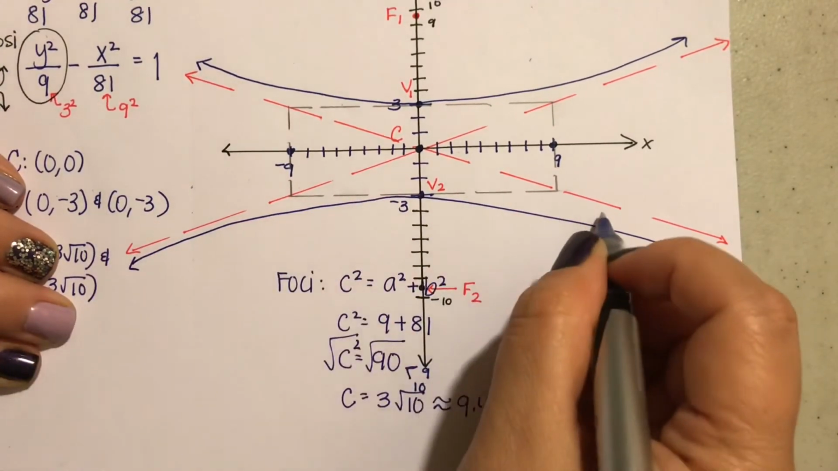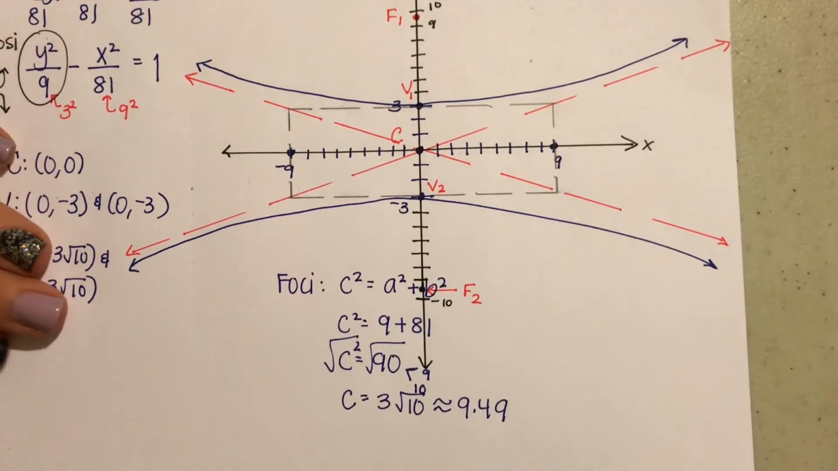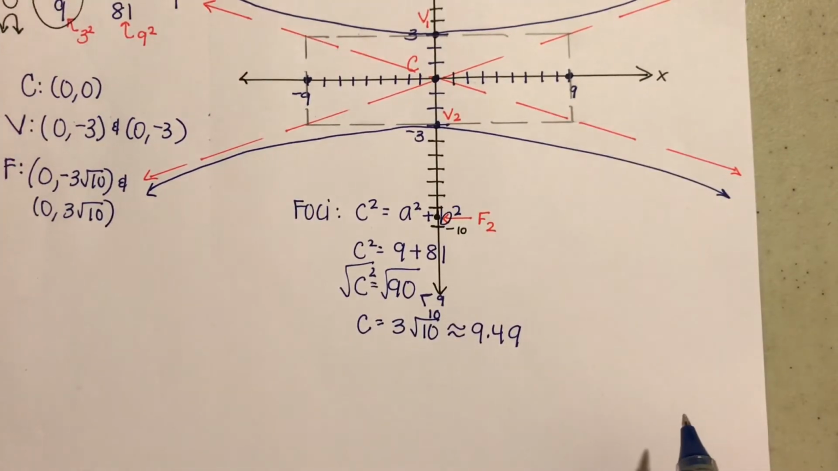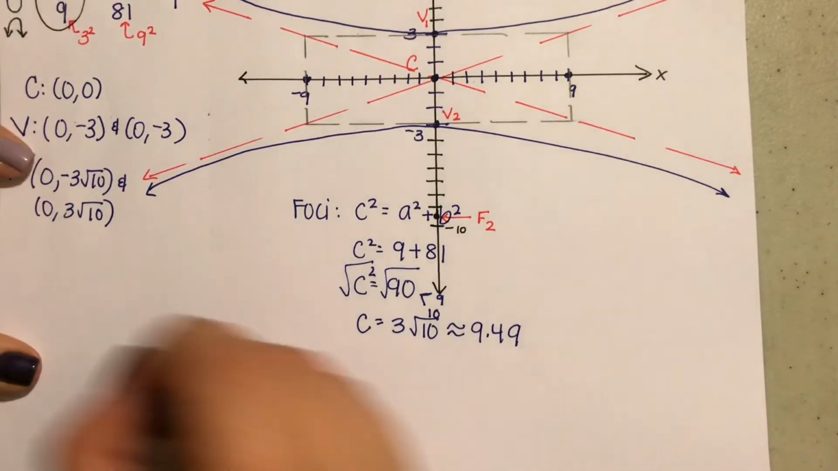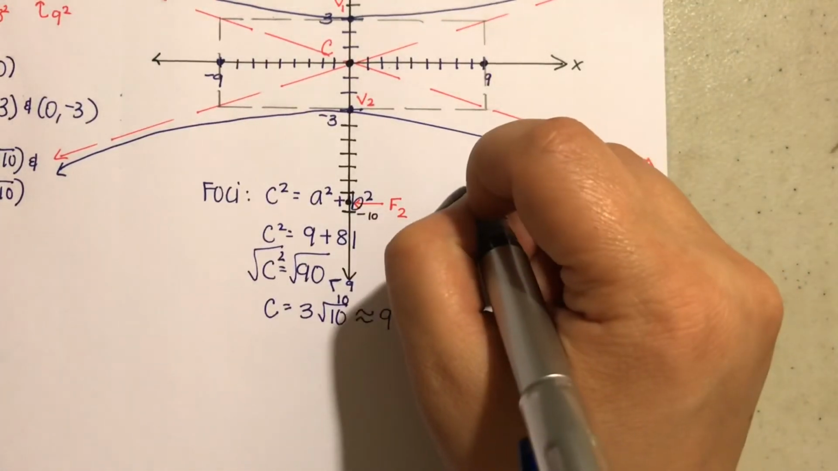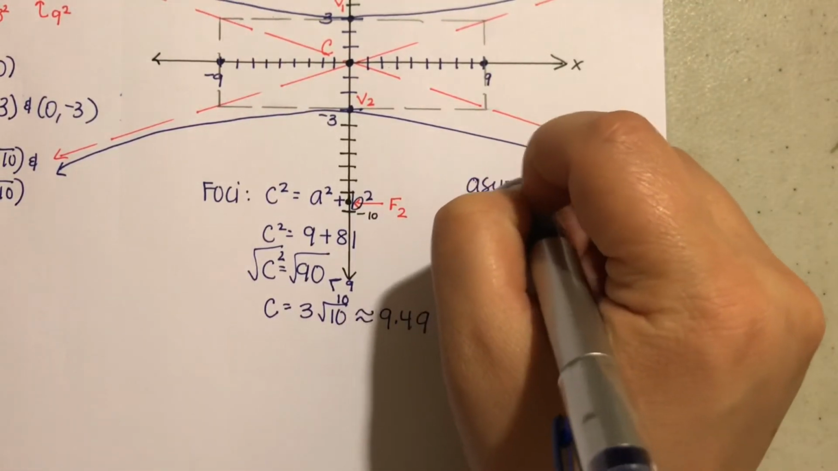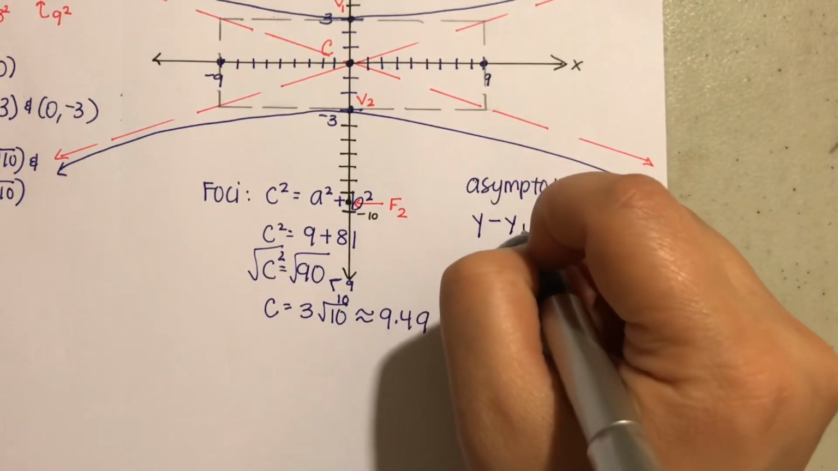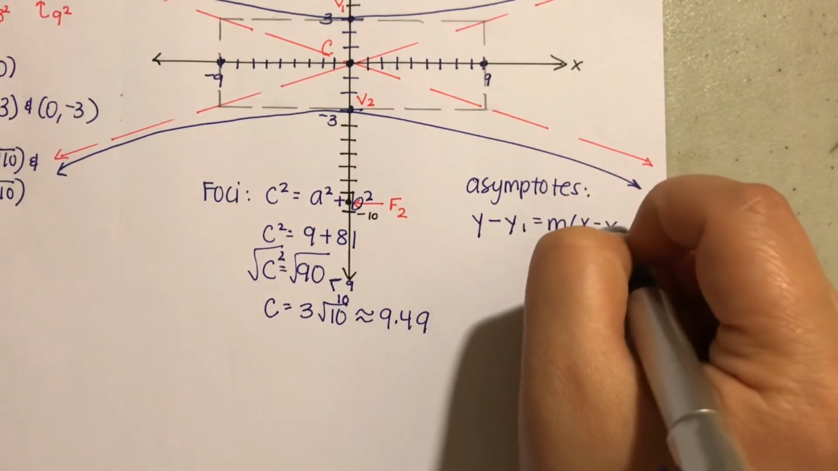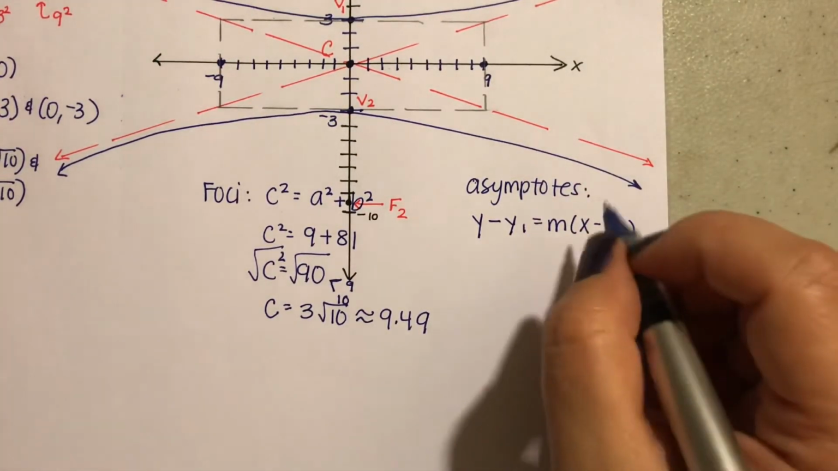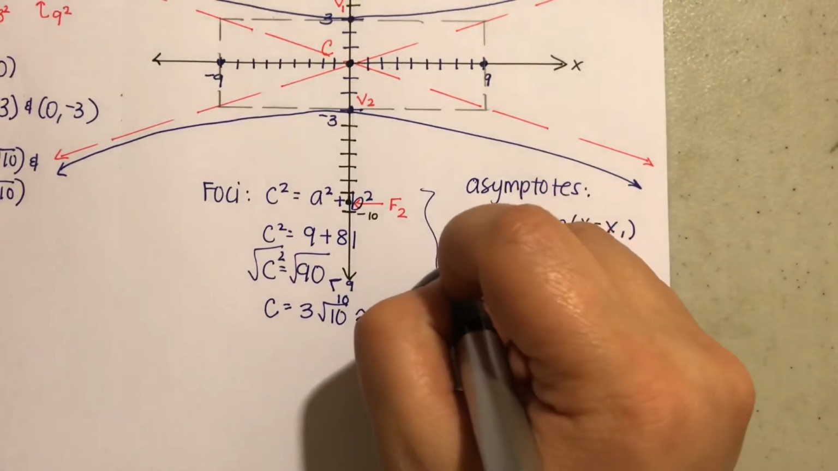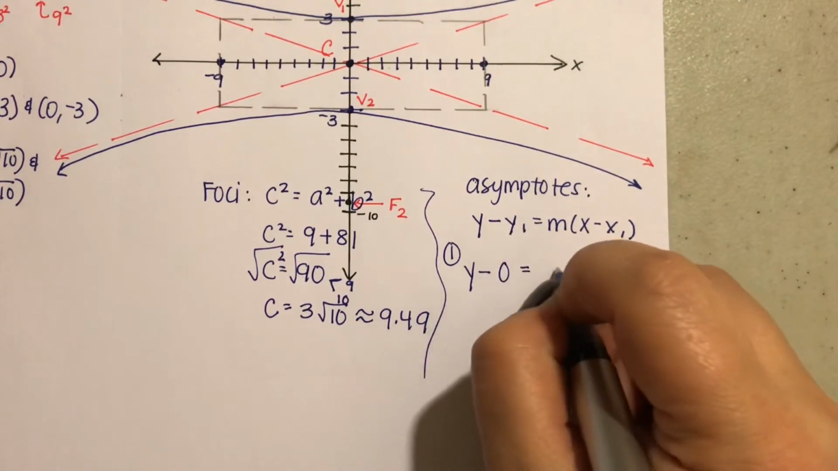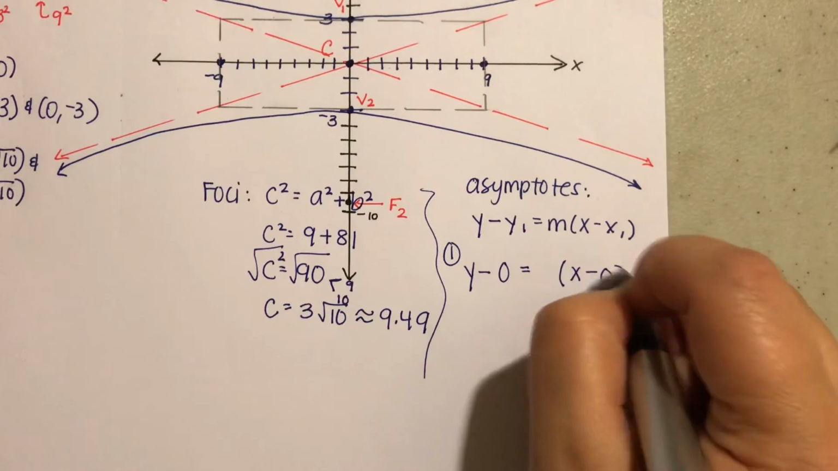Probably could have been a little closer, but the only other thing we actually have not quite done yet is find the equations of our two asymptotes. So I'm going to do that. So remember, we're working off the equation y minus y1 equals m times x minus x1. That's the standard equation of a line. So first up, y minus, I'm just going to use the center again, so 0, I'm going to leave a space for my slope, and x minus 0.